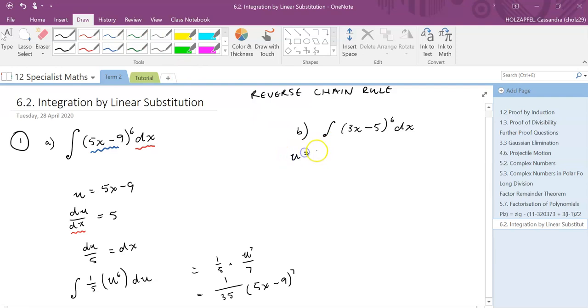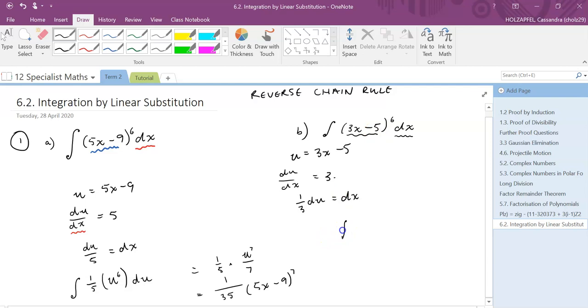So we're going to let u equal the inside function. We're always going to let u equal the inside function. Then we're going to find the derivative of that function. Then we're going to rearrange. So I might write this as 1/3 du this time is equal to dx. And I'm going to substitute u for this inside function, and I'm going to substitute 1/3 du for the dx.